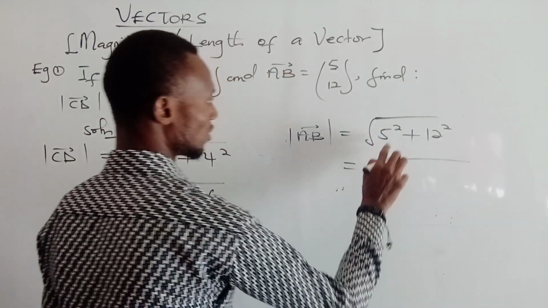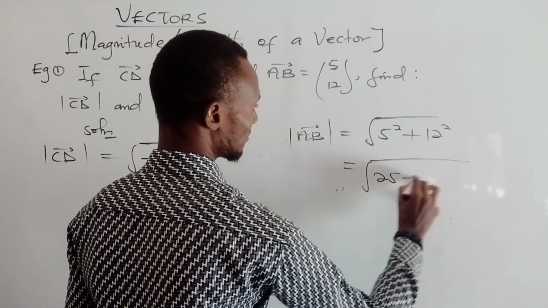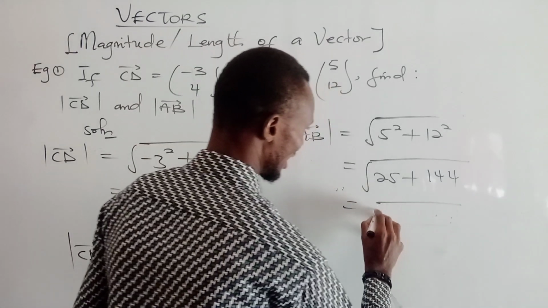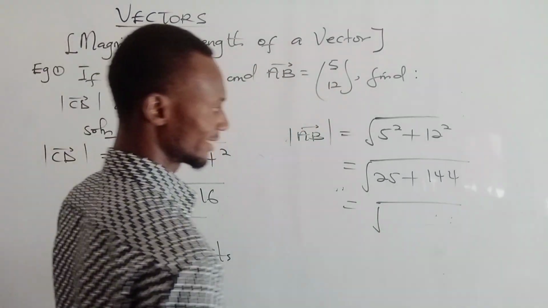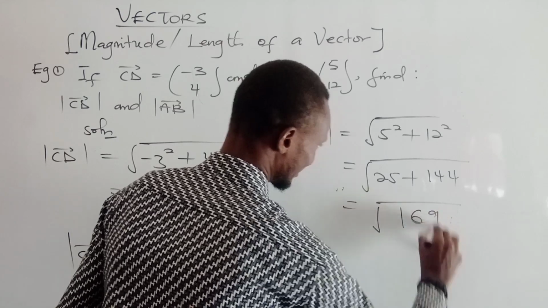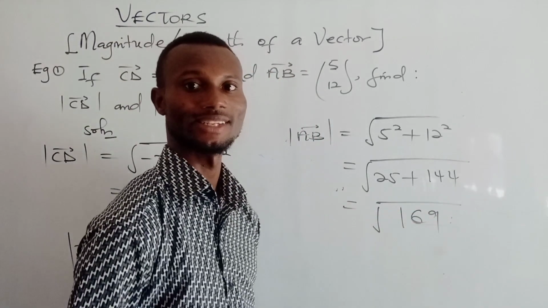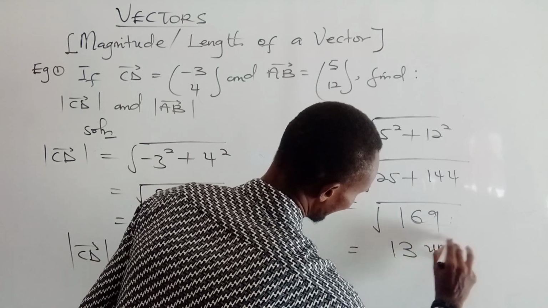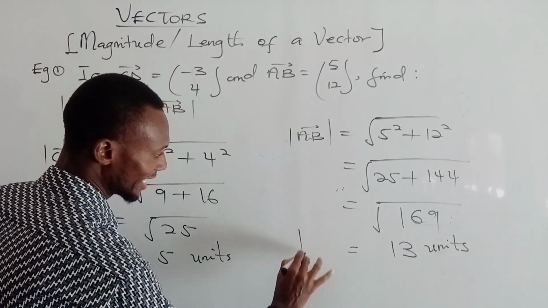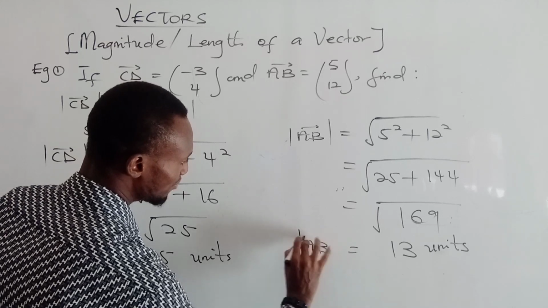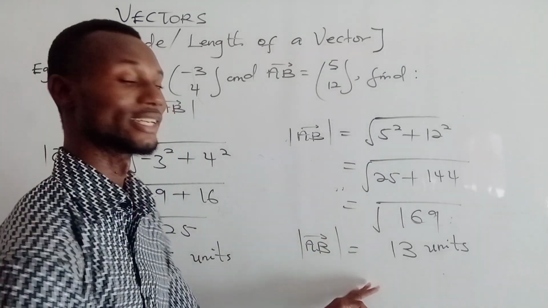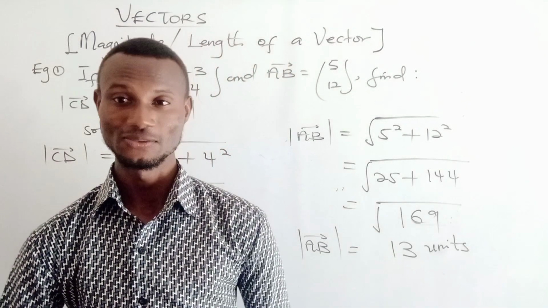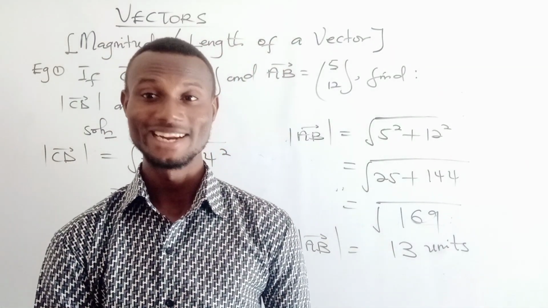So it's going to be the square root of 5 squared, which is 25, plus 12 squared, which is 144. You add these and you will get 169. I hope you agree with me. So you get the square root of 169, and the square root of 169 gives you 13. Then you add your units. So the magnitude of vector AB is equal to 13 units. That's your final answer. I hope the explanation was clear enough and you understood it as well.